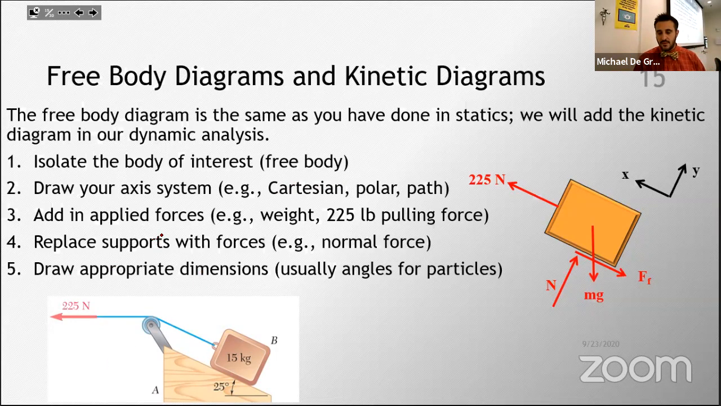Once we have all that stuff done, we're going to draw our appropriate dimensions. So in this case, I need to draw my 25-degree angle. Okay? And that's my free body diagram. The thing about free body diagrams and kinetic diagrams is that when you put them together, they give you a graphical representation of your equations of motion. So they'll give you a graphical representation of the sum of the forces is equal to mass times acceleration. So if you have a good free body diagram and kinetic diagram, you should be able to get your equations, right?